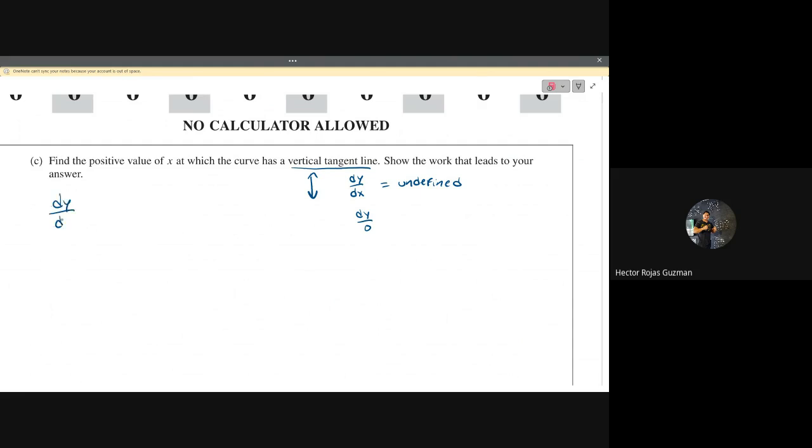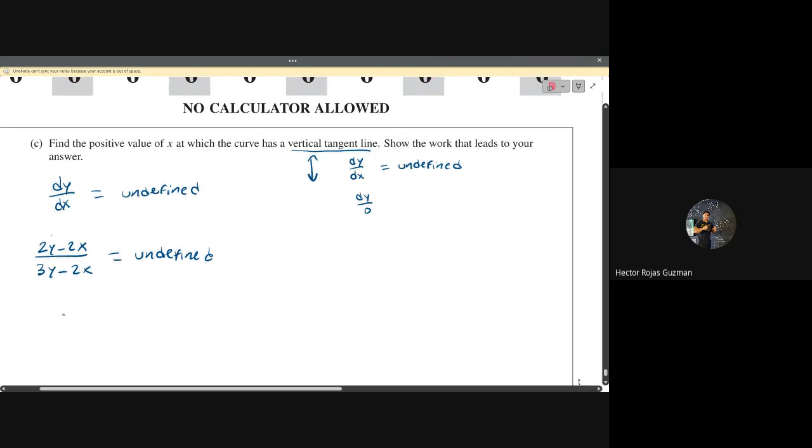Here's my work: dy/dx should be undefined. I know I'm kind of just rewriting what I just wrote, but that was the thought process, and here's the work that I would show. Normally I wouldn't write this; if I was doing the test myself, that's just me thinking about it. Then I say, what was my derivative? 2y minus 2x divided by 3y minus 2x, again, should be undefined. And I already know that I need the denominator to be 0. So I would take my 3y minus 2x and make that equal to 0.